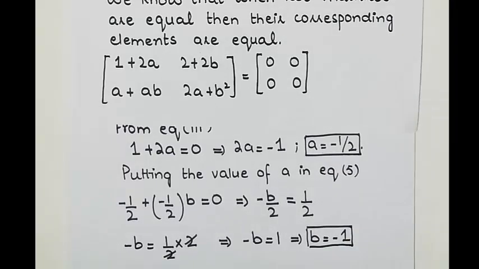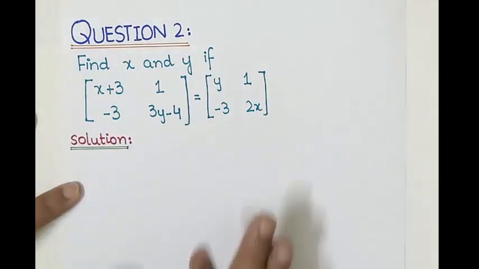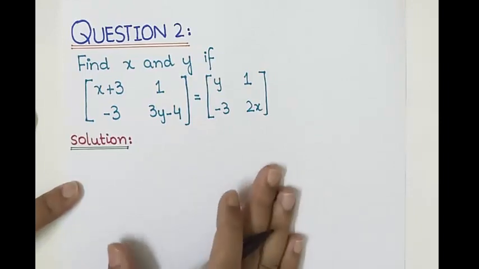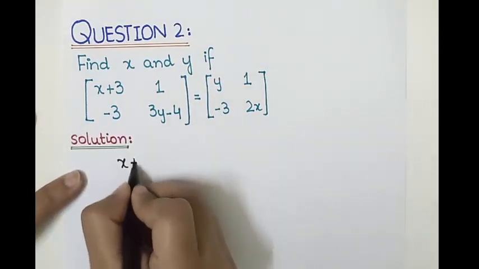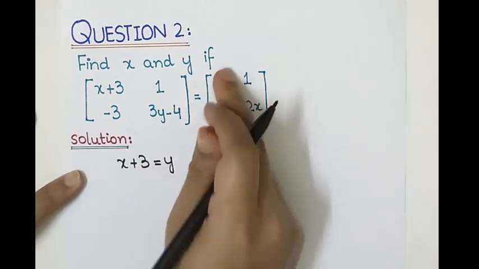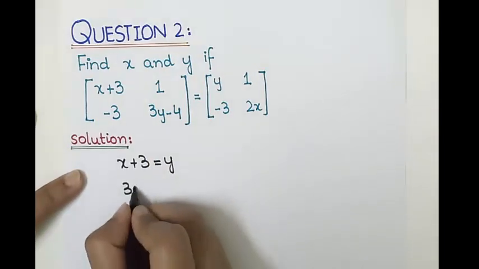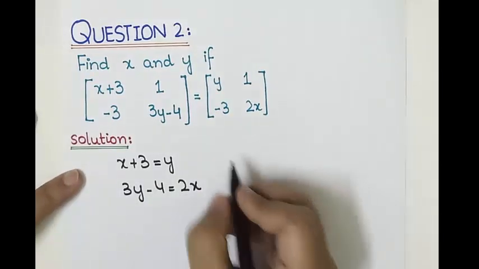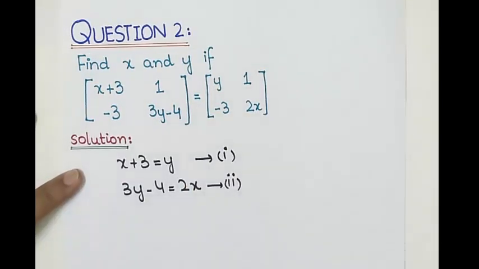Let's take another example. In this question we are going to find the value of x and y, and we are given these two matrices. We know that when two matrices are equal, then their corresponding elements are equal, right? So we start comparing these elements. X plus 3 is equal to y. And we have another equation which is 3y minus 4 equal to 2x. This is equation number 1 and this is equation number 2.